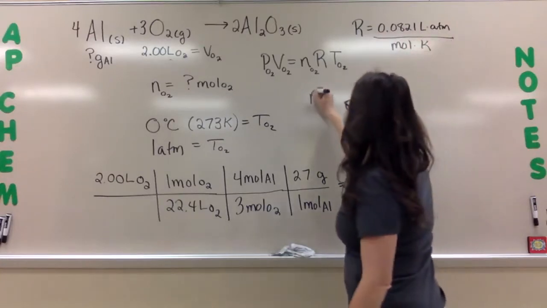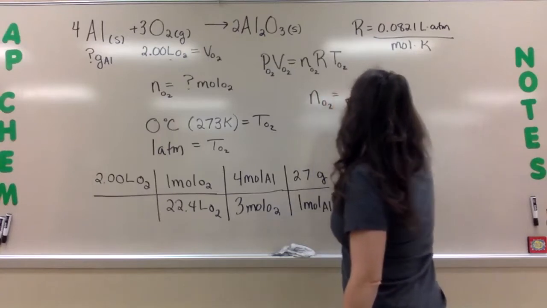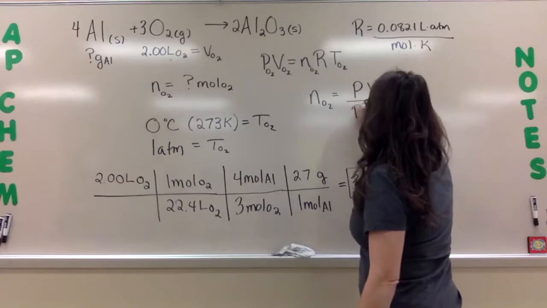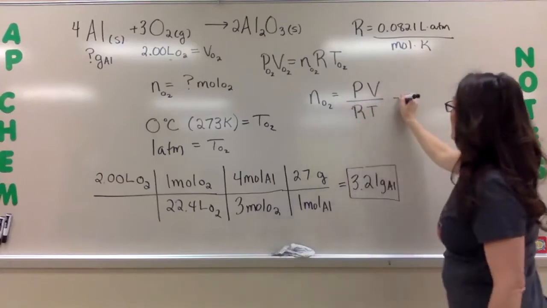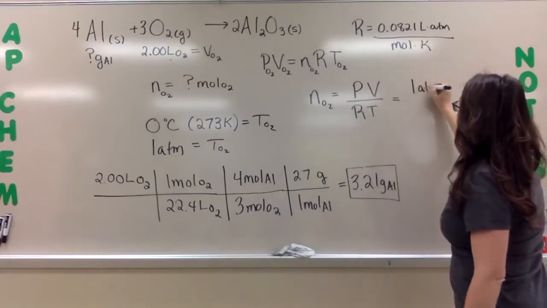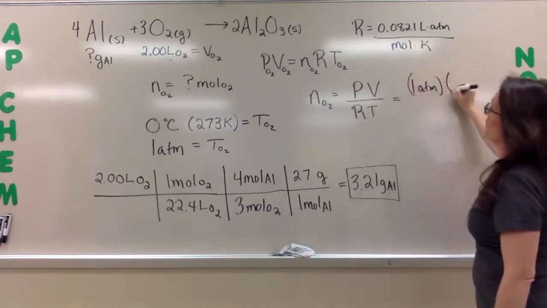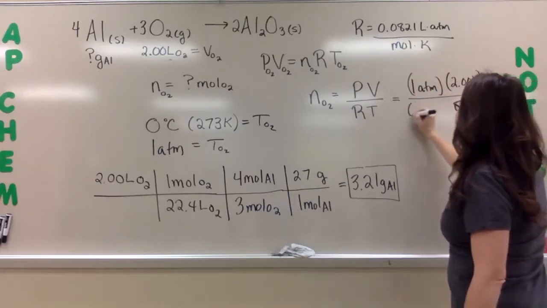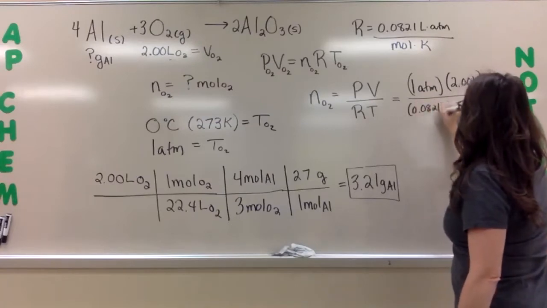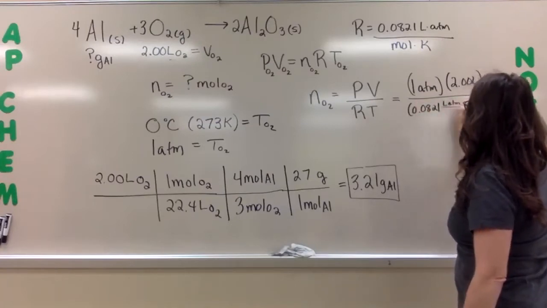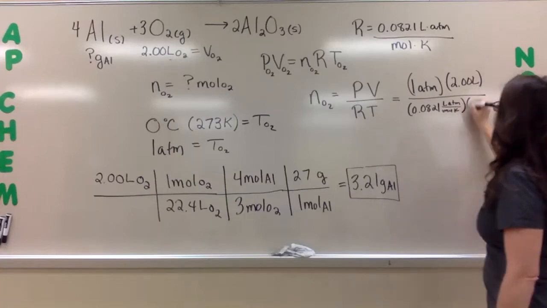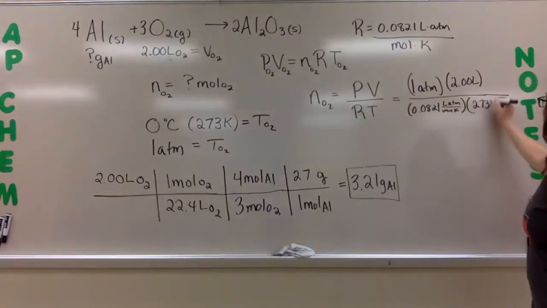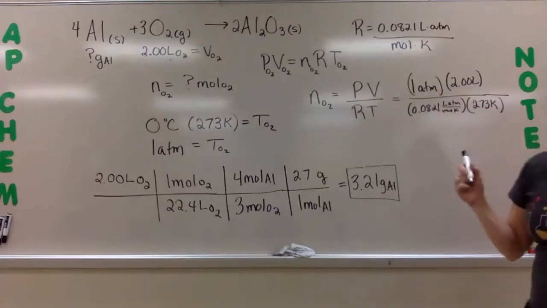So I'm going to isolate for n. So that's going to be P and then V over RT. I'm going to get rid of the labels for now. So the pressure is 1 atm. The volume was 2.00 liters. And then the R is 0.0821 liters atm per mole Kelvin. I'm going to put that all in there. Kind of messy. And then the temperature was 273. So all I'm doing is putting in the STP conditions in there.